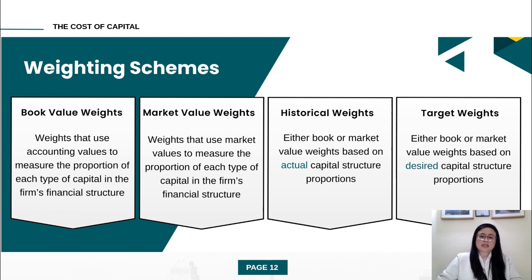Second is the market value weights. This method uses the current market value of debt and equity, what investors are actually willing to pay. More realistic because market prices fluctuate. For example, if the market value of debt is $400,000 and the total market value of capital is $1 million, the debt is 40%. It uses real market prices. It is realistic, but it fluctuates.